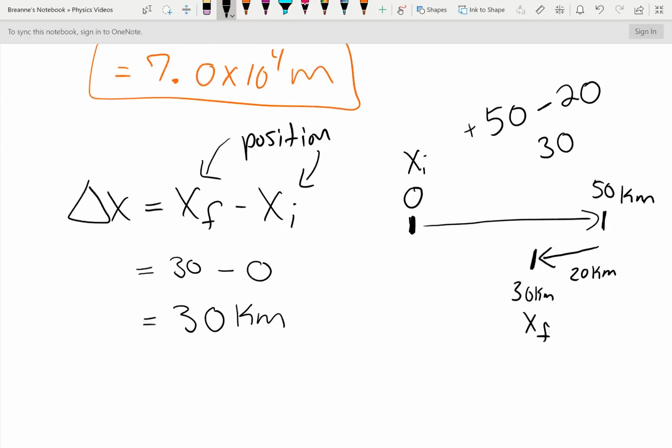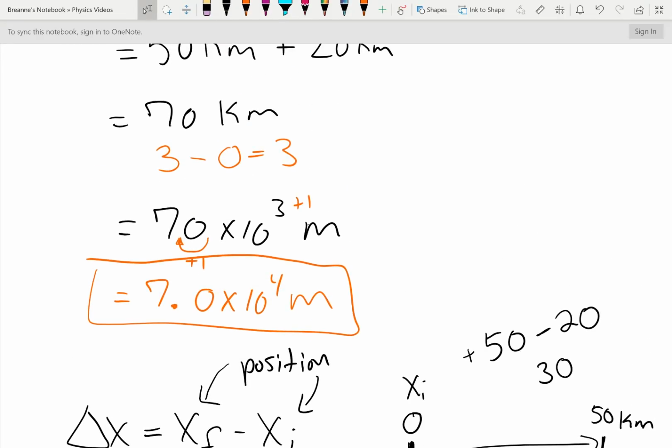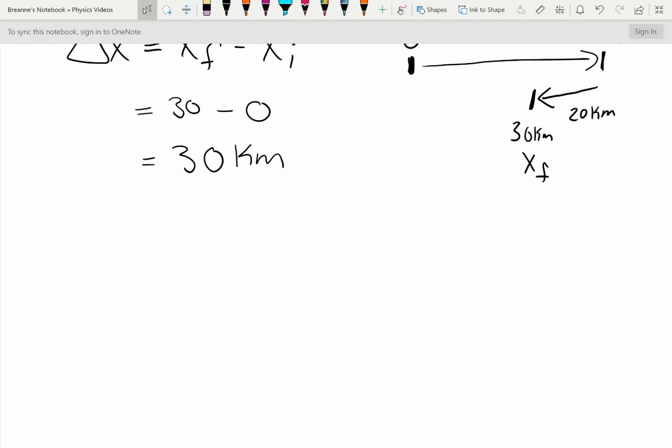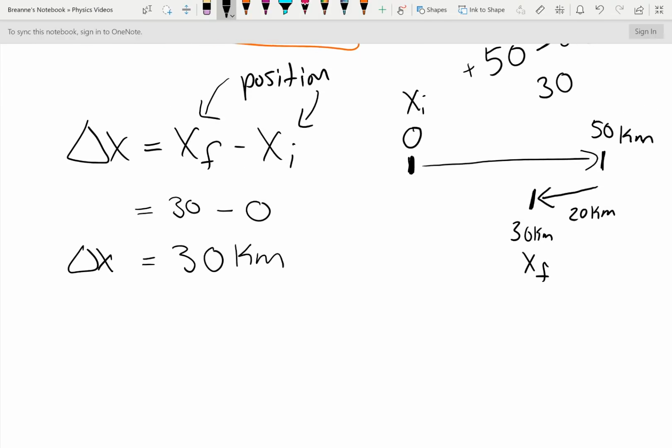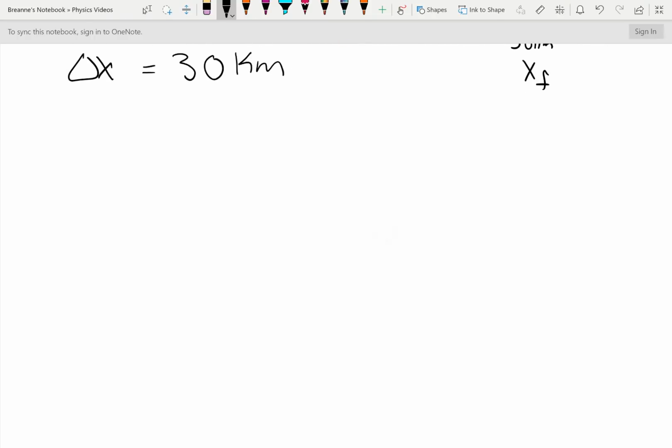And again, we can convert that. You would do the exact same little method up there. But that is our displacement. I think a lot of people that get messed up on the displacement problem is they forget that this is position. So you can't always just do 50 and 20 and subtract, because you might not have started at the 0 position, and we'll see a problem like that later on.